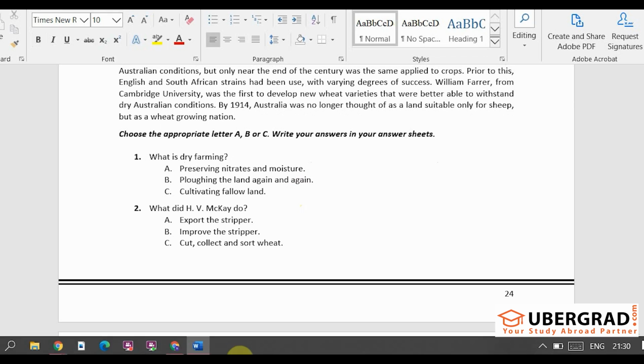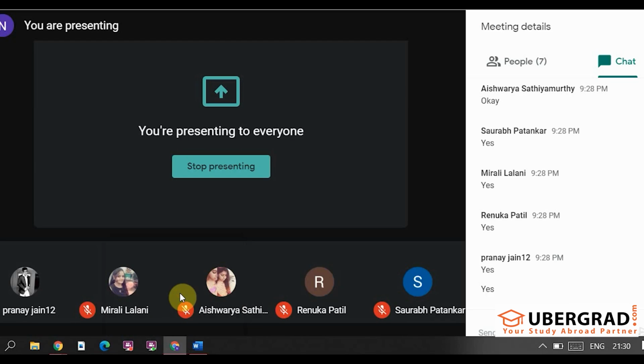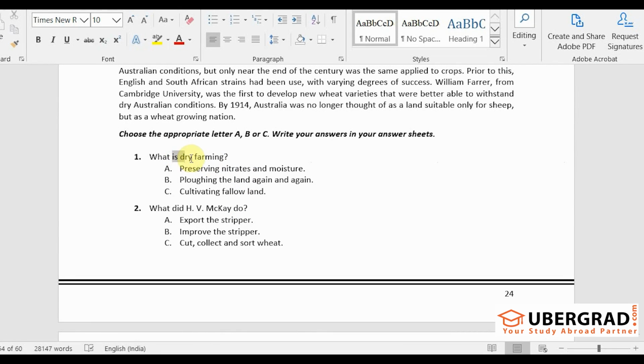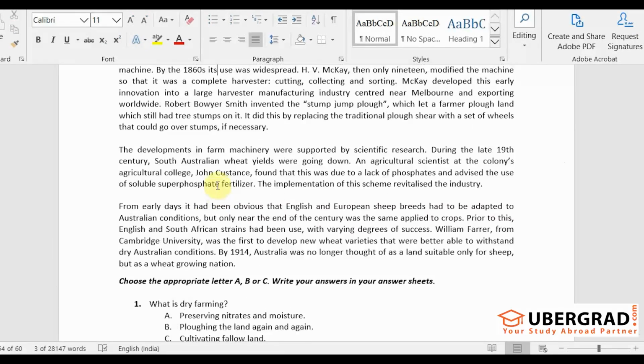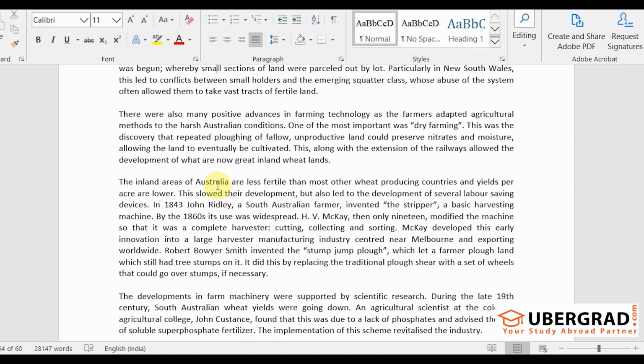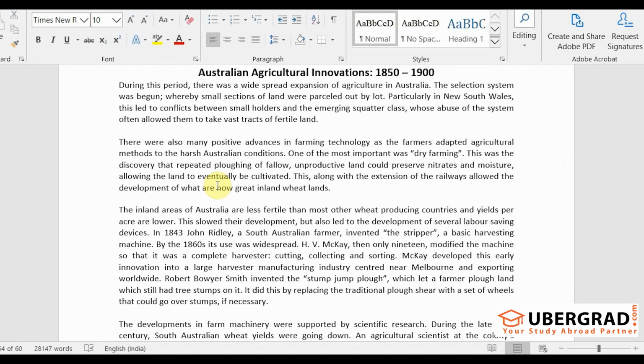Now here also we'll try to go with scanning. As far as scanning is possible, we'll take scanning. Right. So here in the first question, what can we take? What is dry farming is what the question is asking. So dry farming can be a keyword. Let's search what is dry farming. So all of you got it. Where is dry farming? Right. It's written in quotes over here.